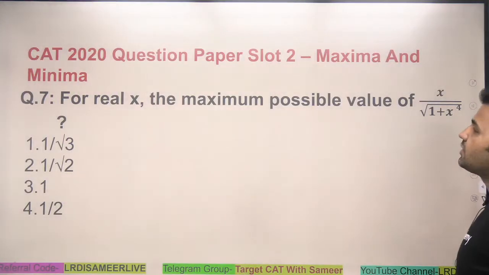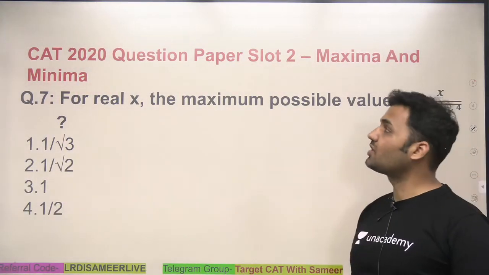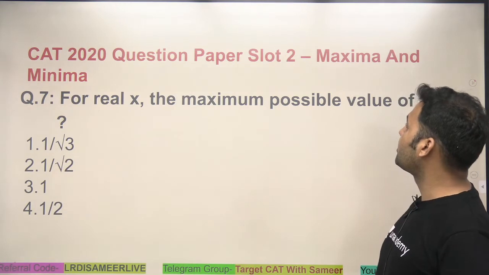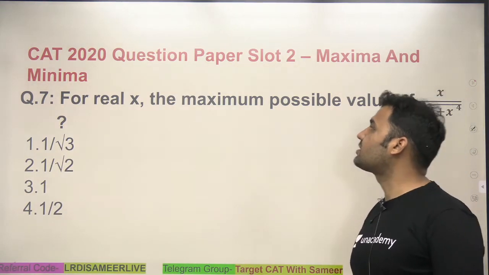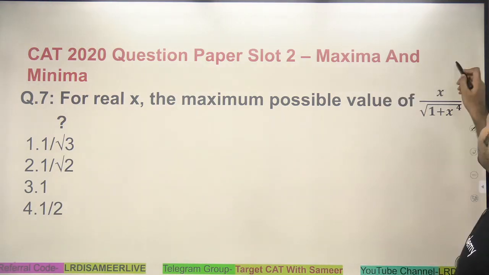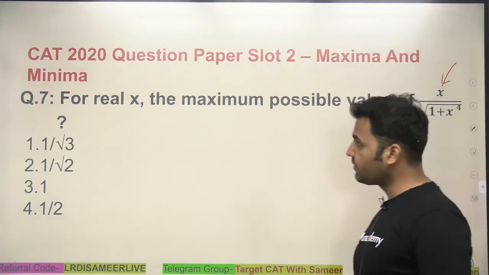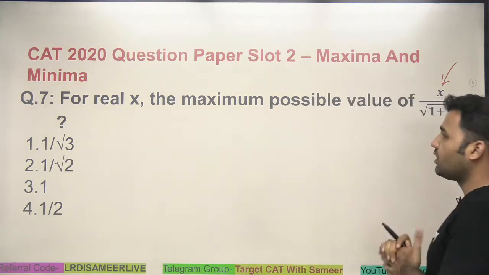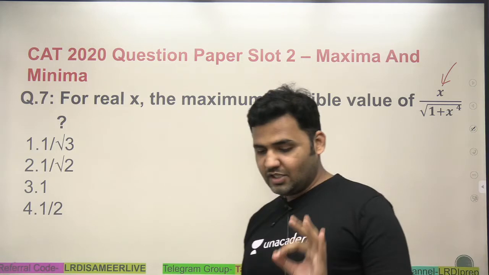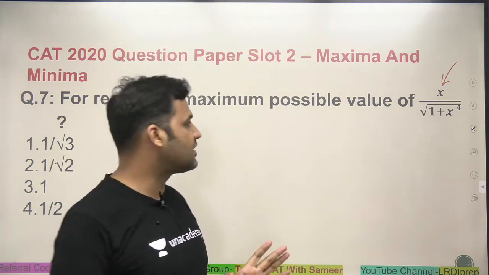Have a look at the next question from Maxima Minima, question number 7 of CAT 2020 question paper Slot-2. For real x, the maximum possible value of this expression is what? I want to find out the maximum possible value of this. You can easily solve this question within 10 seconds.